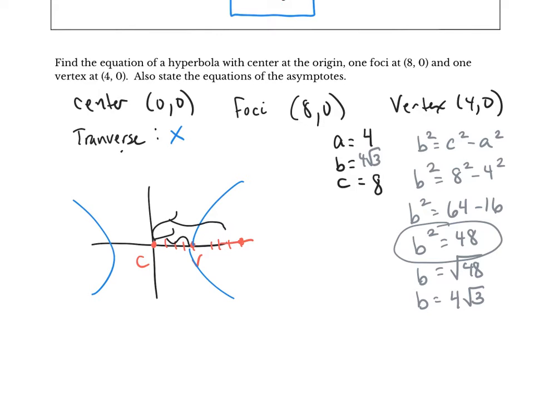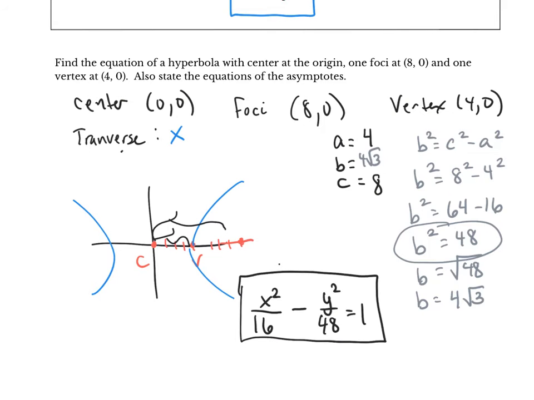So when I write my equation, since the transverse axis is x, I'm going to put the x squared first. And I'll put the y squared second. Now a squared is going to be 16, so the a squared always comes first. The thing that determines in the ellipse, remember, is what was bigger. Determine what the major axis is. In a hyperbola, it's whatever variable comes first, because you can always switch addition, but you can't switch subtraction. And then b squared is going to be 48.